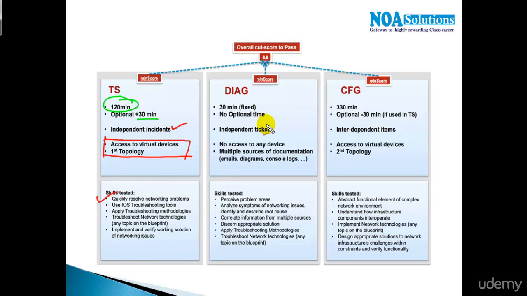And in the case of the diagnosis section, there is no optional time, the questions are independent of each other, and you don't have access to any device in the diagnosis section.